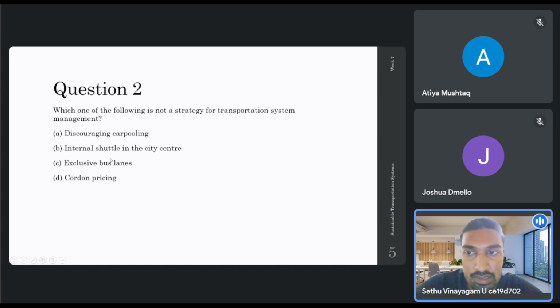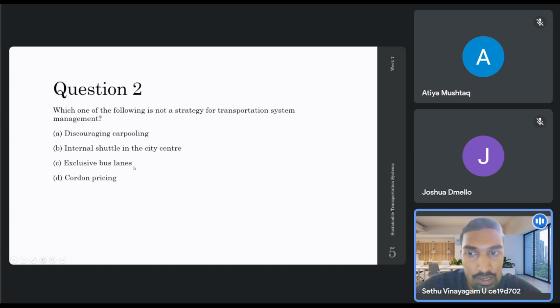This was not. Whereas the other ones, in providing an internal shuttle in the city, how will that improve? Internal shuttle means providing a frequent bus service to the city center, maybe to a radius of 3-4 kilometers from the center of the city. If you provide frequent bus service to the city center, then people may park their vehicles outside the city center and then use these shuttle systems to travel to the city center. So this will reduce the congestion in the city center where you'll usually find a lot of traffic. So this is a good strategy.